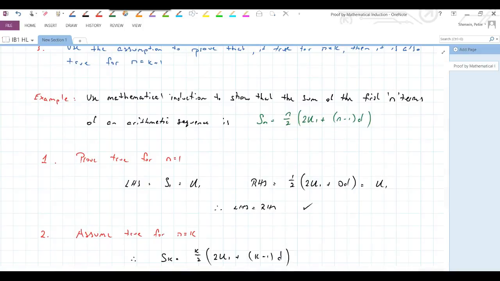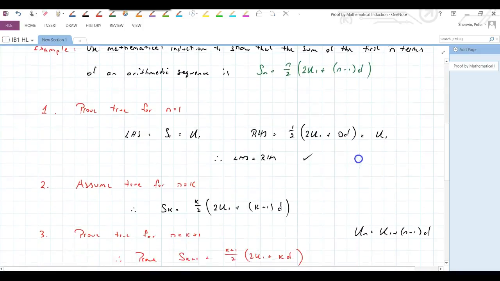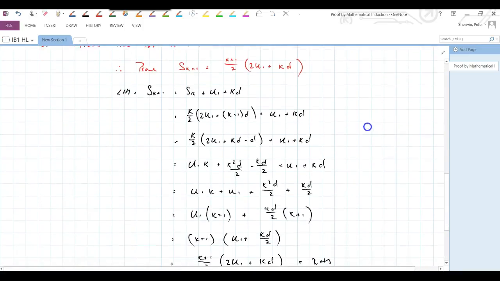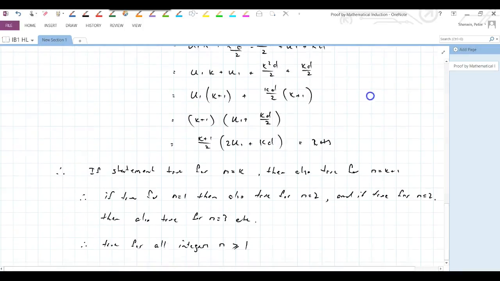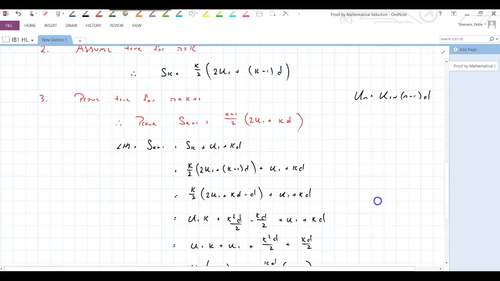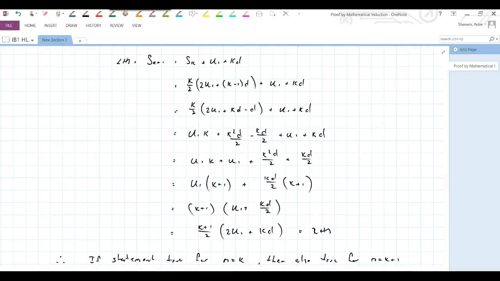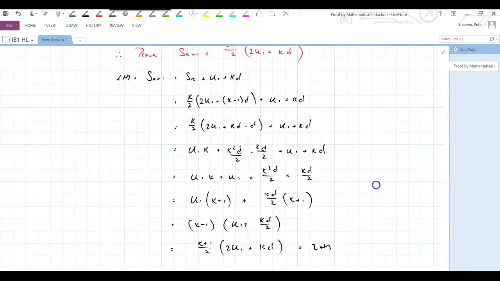Use mathematical induction to show that the sum of the first n terms is that. So we've used the method of mathematical induction to prove that that is true. Now it's kind of wordy, it's kind of clunky, but it's really powerful. It does do a lot of mathematical proofs for us. It is a really effective technique.